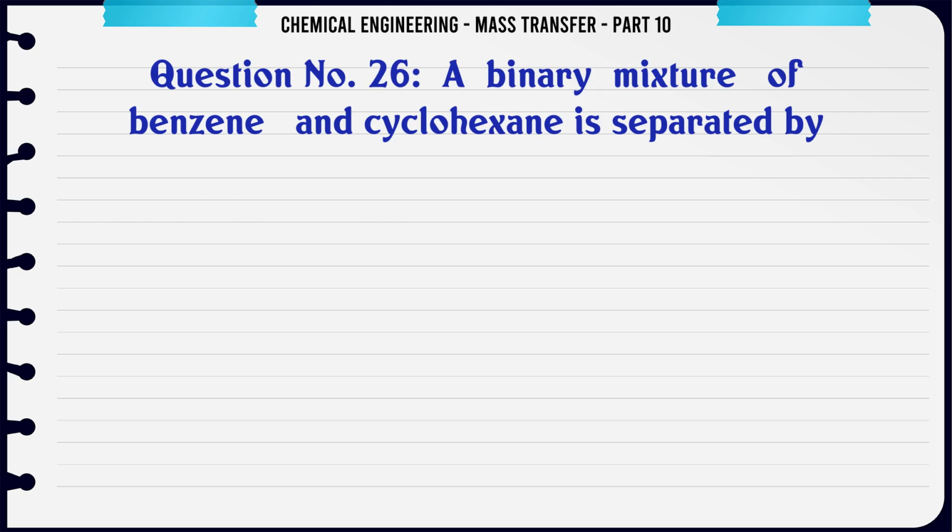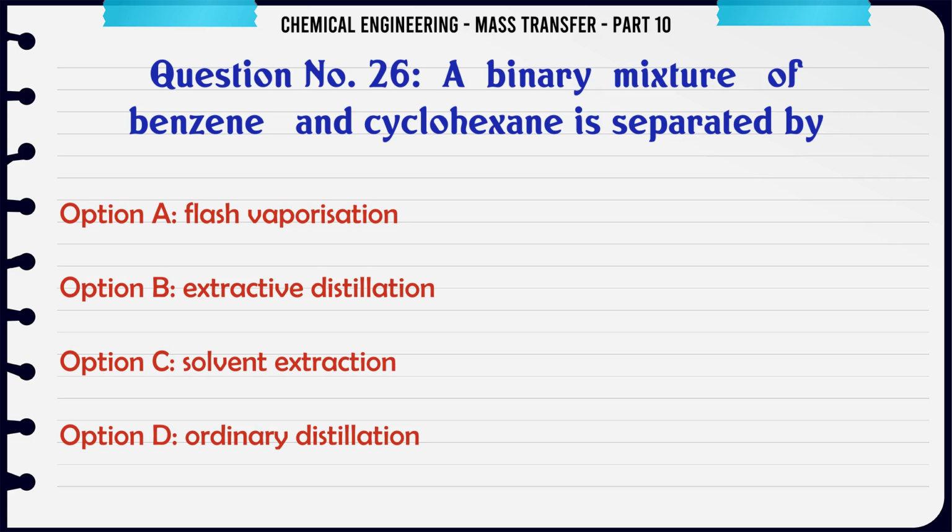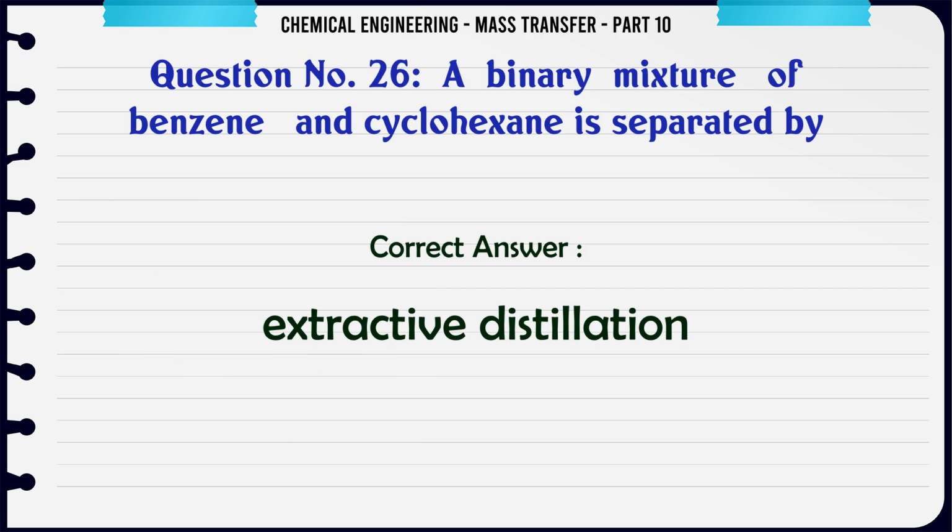A binary mixture of benzene and cyclohexane is separated by A. Flash vaporization. B. Extractive distillation. C. Solvent extraction. D. Ordinary distillation. The correct answer is extractive distillation.